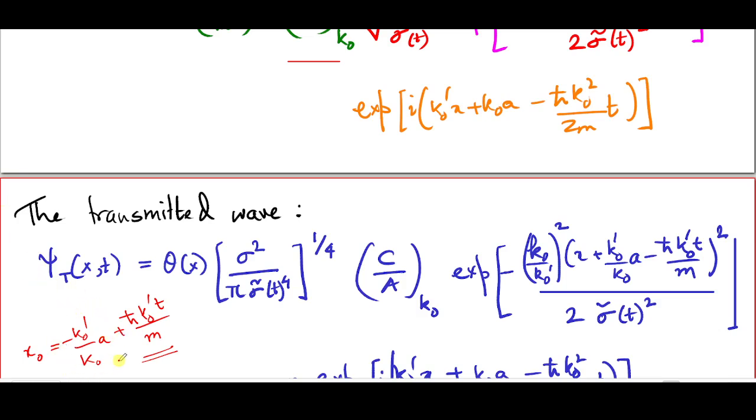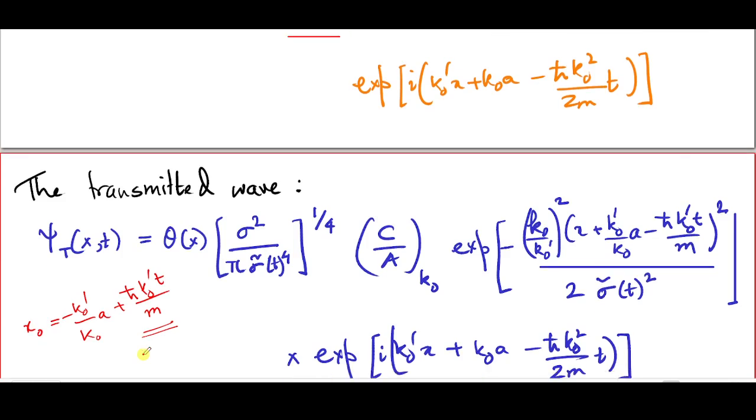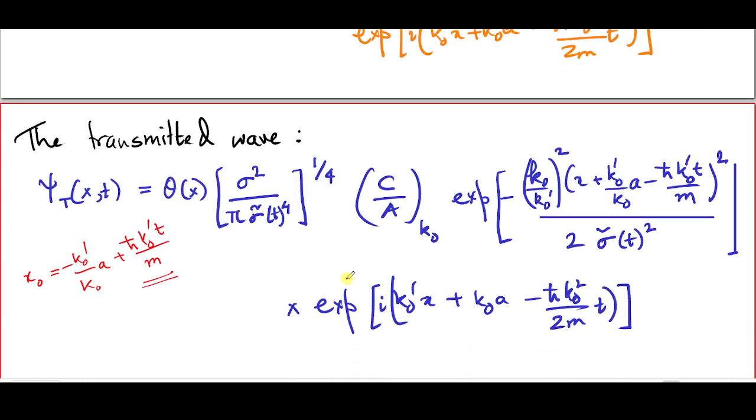With a bit of thought, you will be able to realize exactly why the constant piece, the time-independent piece in the center's coordinate, is given by minus k0 prime by k0 into a. This actually ensures that the wave packet enters the positive x region only at the time t0, when the incident wave packet has come and hit the barrier.